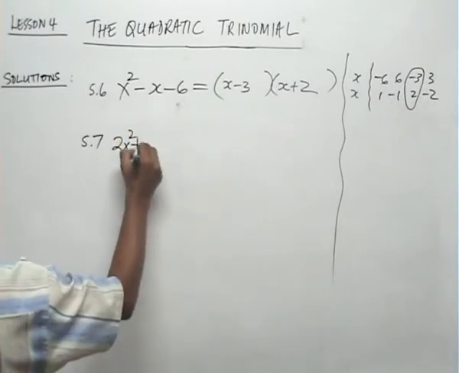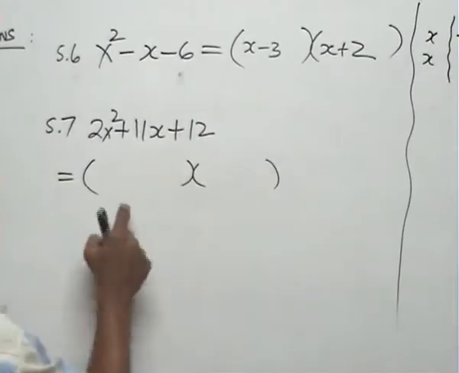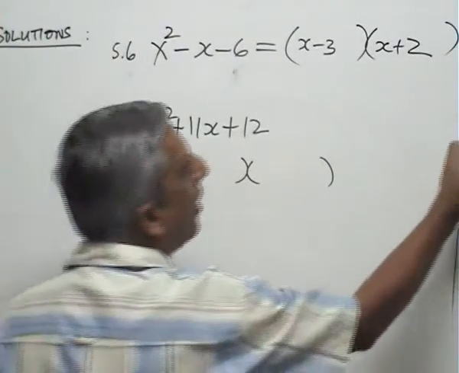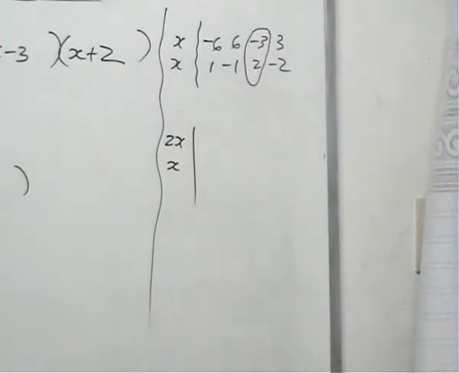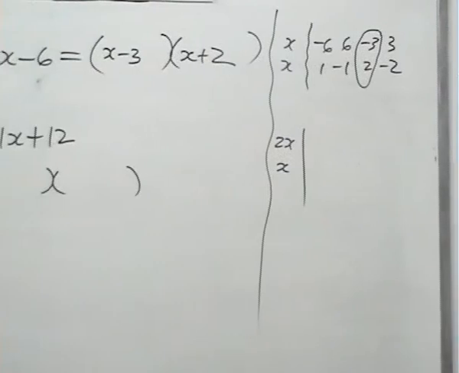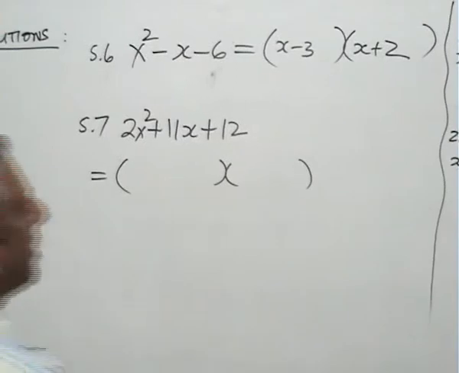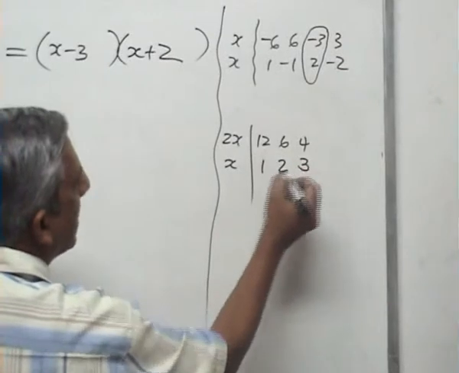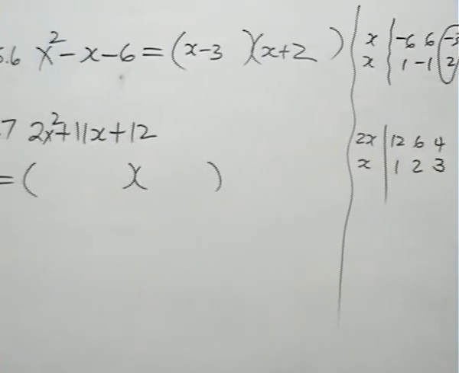2x squared plus 11x plus 12. Now just to make our life easy, I'll just write the answer in the bottom. Now this time I got 2x squared, so I will write 2x and x here. And now we got 12, so we can write down all the possibilities for 12. So it can be 12 times 1, it can be 6 times 2, it can be 4 times 3. Everything is plus here, so I don't have to worry about any minus signs.